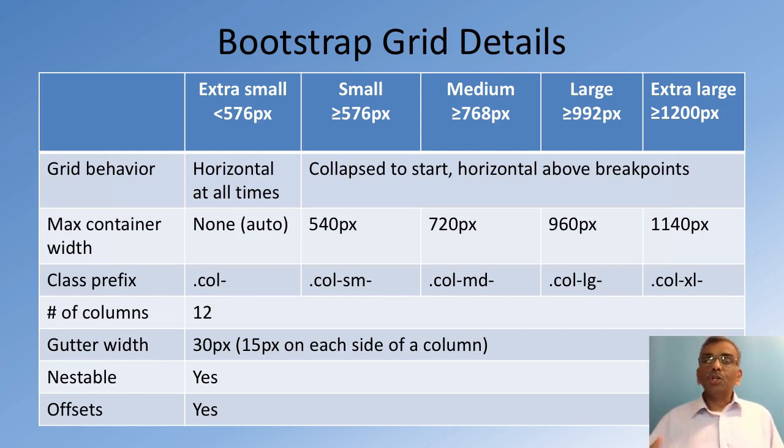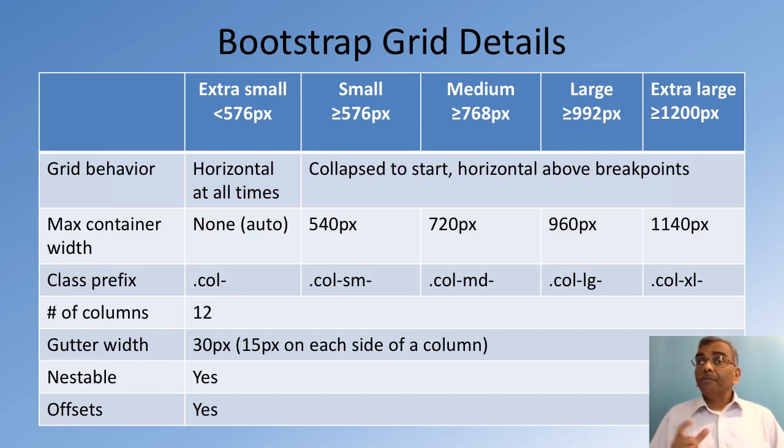Now, once you get comfortable with Bootstrap, you can also configure these divisions yourself. But for this course, we're going to stay with the default configuration that Bootstrap supports. Now, the grid behavior in this case is that whatever is laid out for extra small will be horizontal at all times. For the higher widths, they'll be collapsed to start with, but horizontal above the breakpoints. We'll see how this works in a short while with some examples.